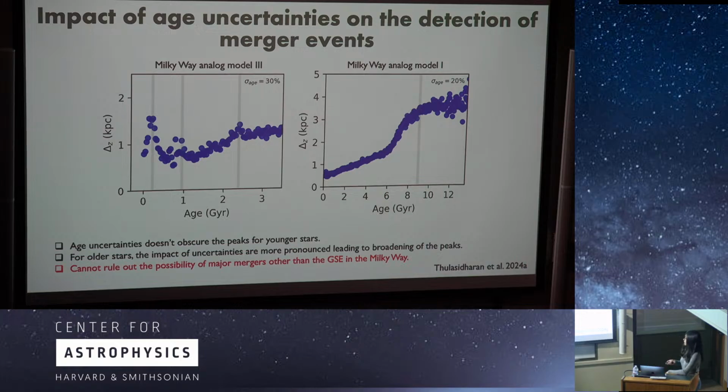So as of now, we cannot rule out the possibility of mergers other than the GSE in the Milky Way, but with improved age estimates, if the Milky Way has had multiple mergers before GSE in the past, we should be able to see 2 peaks in the metal poor part of the disk with this simple diagnostic.